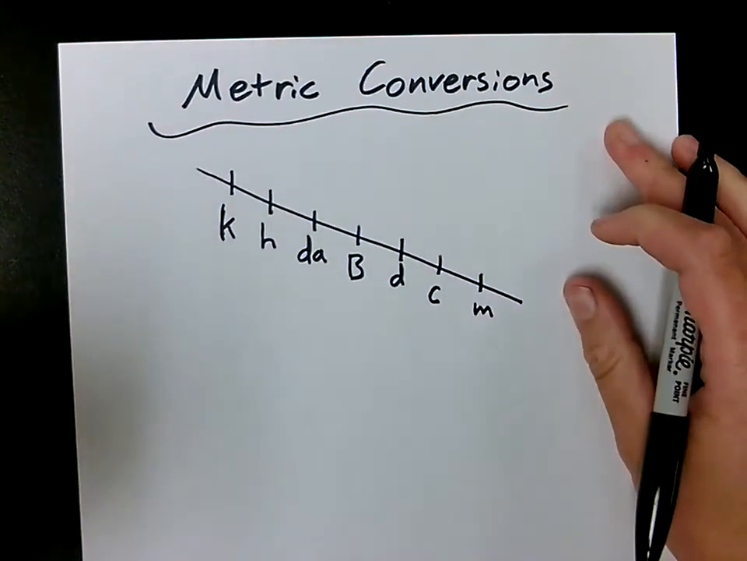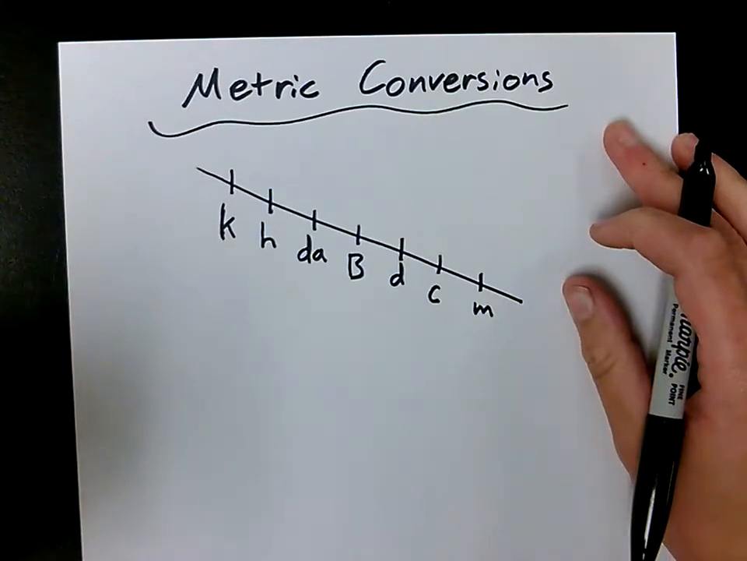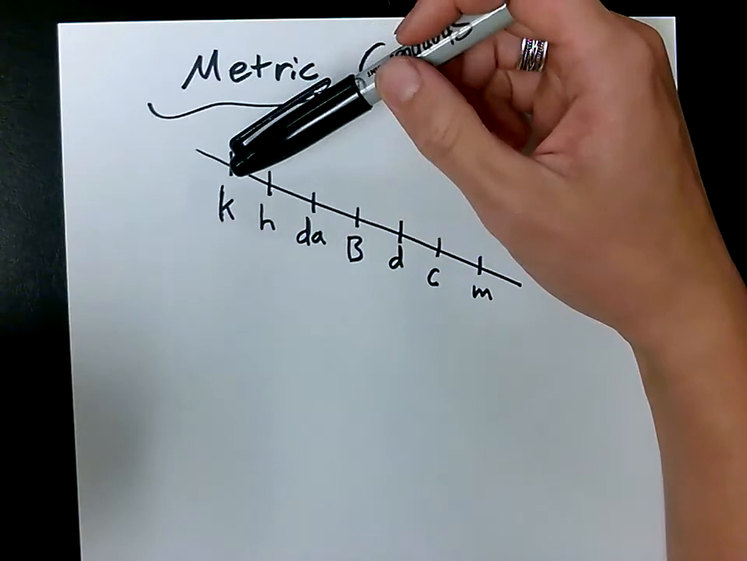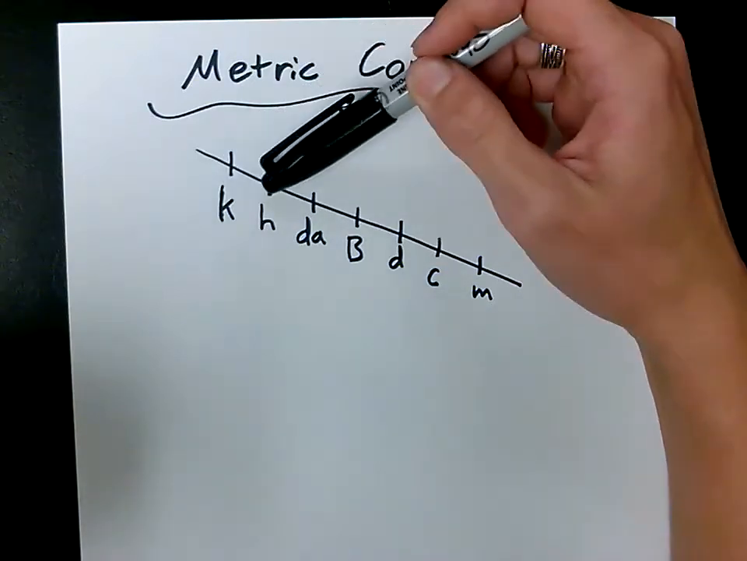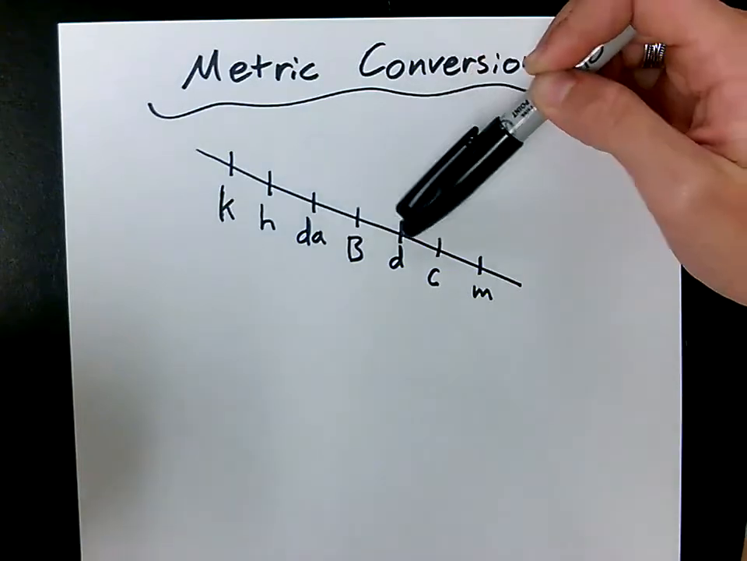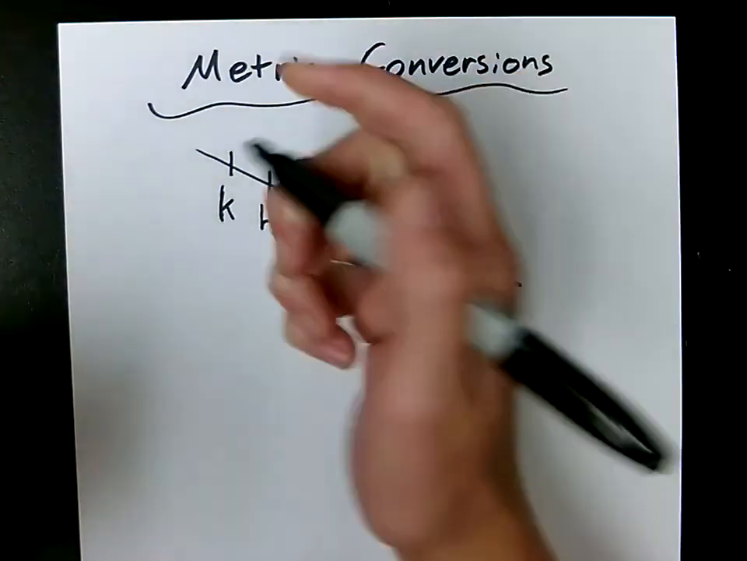Okay. Some of you may recognize what's going on at this point. These are the first letters of our metric prefixes. So we have kilo, hecto, deca. This one stands for our base unit, deci, centi, and milli. So let's go ahead and write those down.